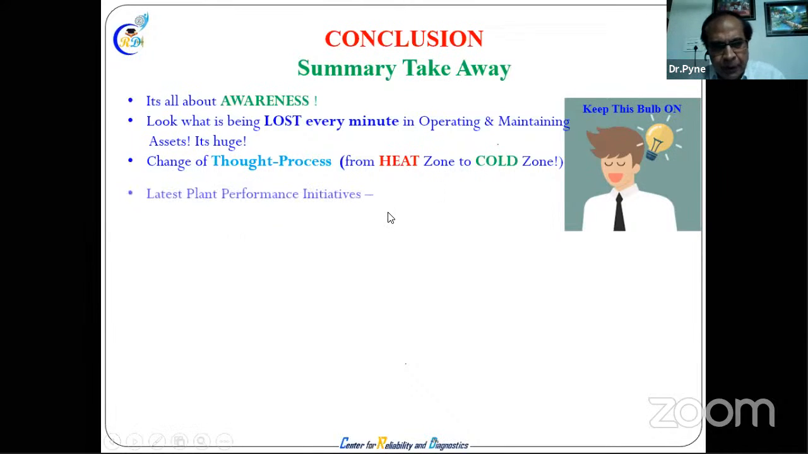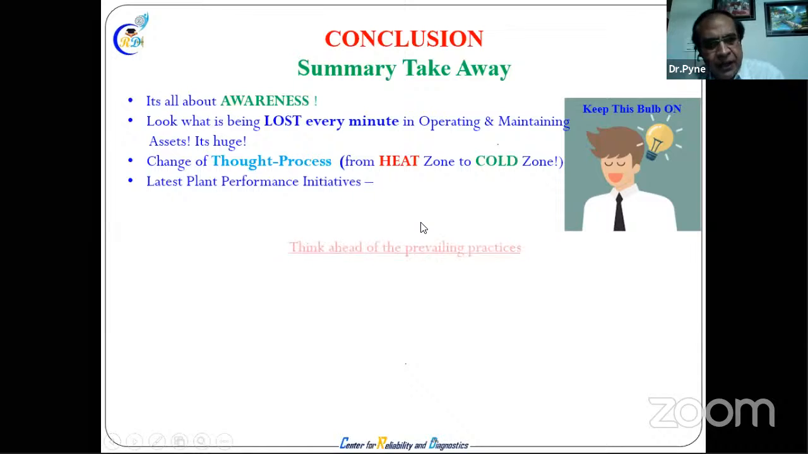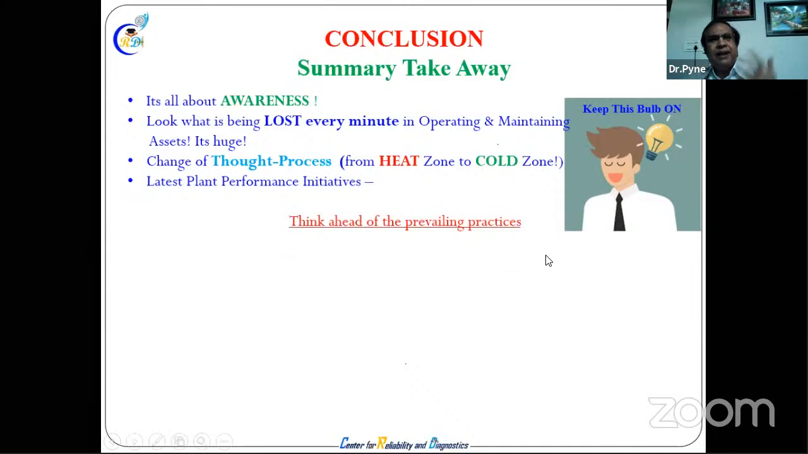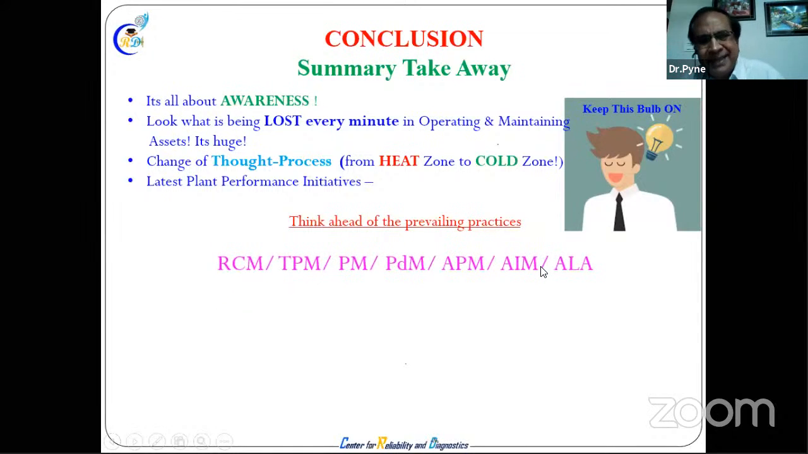I have just put it here for the heat zone process. And indices are prevailing so much in all of our industry right now. We are thinking reliability centered maintenance, total productive maintenance, preventive maintenance, predictive maintenance, asset performance management, asset integrity management, asset life assessment. All the things you are doing in maintaining the asset, one way or the other, partially they are doing all of it for energy saving.